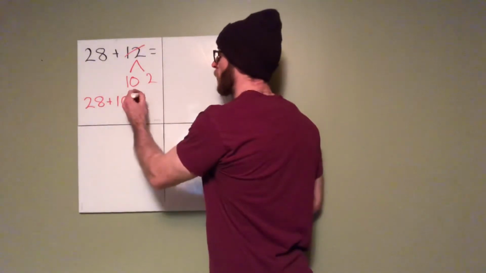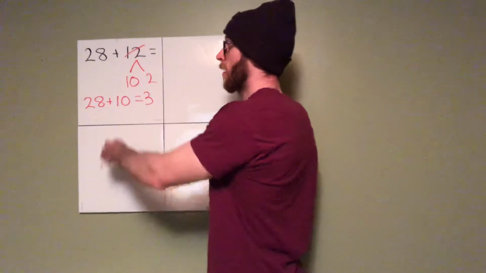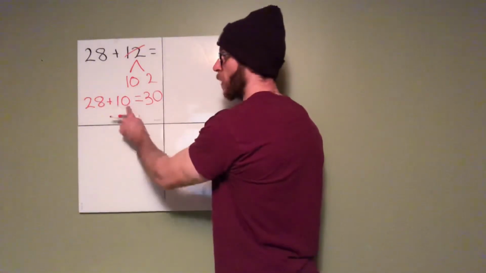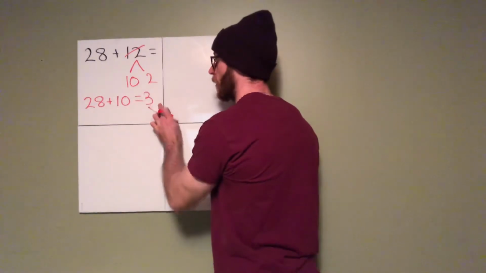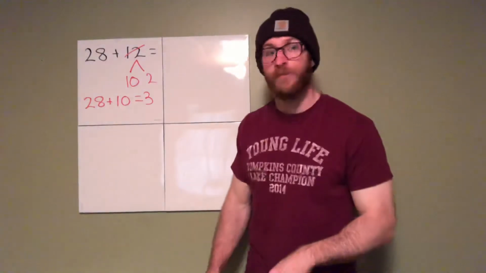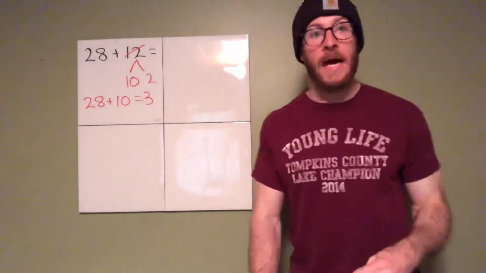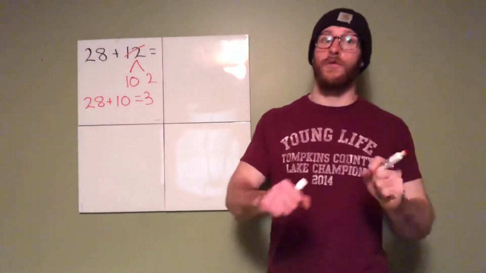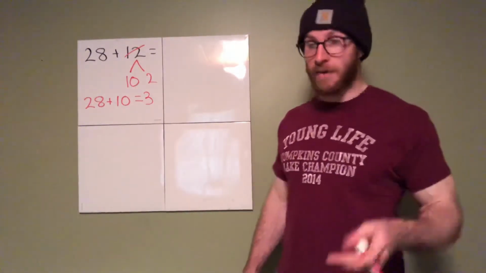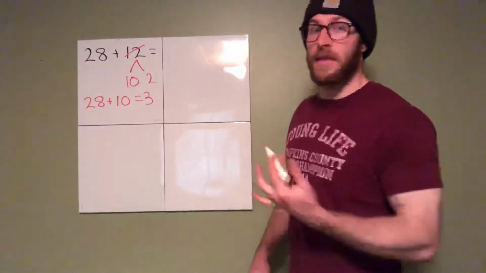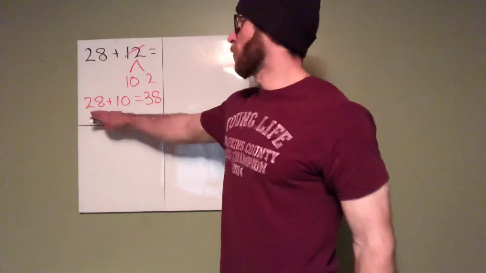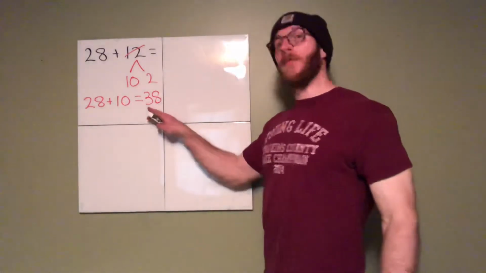So I have 3 in the 10s place, but I do have some 1s. I can't put a 0 here because I have some 1s that I need to add on. So don't write that 0. I have 8 1s plus 0 1s. What's 8 plus 0? If you have 8 crayons and I give you 0 crayons, how many crayons do you have? You have 8 crayons. So 8 plus 0 must equal 8. So I must have 8 1s. So 28 plus 10 equals 38.